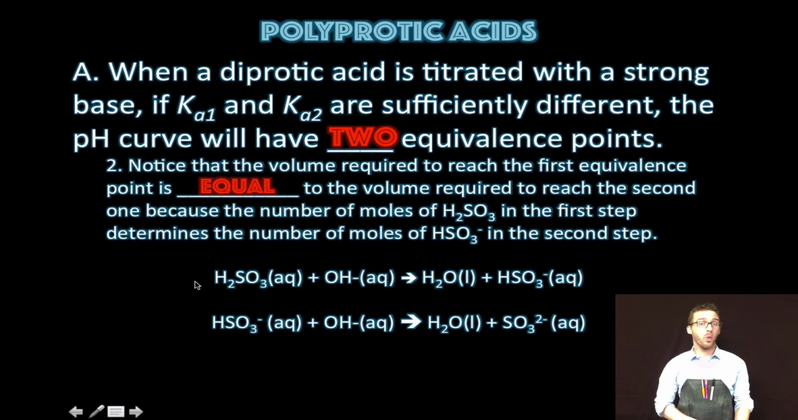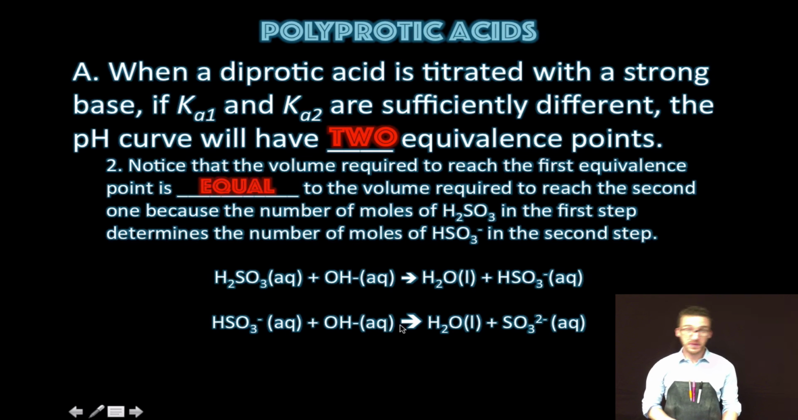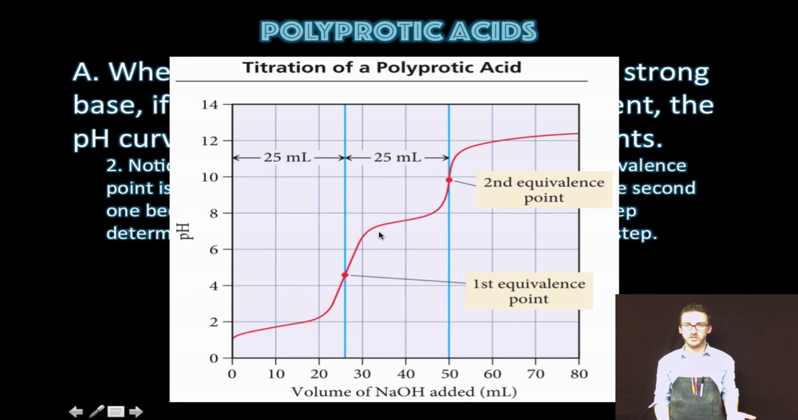So if I reacted 1 mole of H2SO3 with 1 mole of hydroxide ion, I would make 1 mole of HSO3-. And then that 1 mole of HSO3- would require 1 mole of that hydroxide ion to reach its equivalence point. So again, just take a look at this titration curve that represents the titration of a diprotic acid and realize the volume required to reach the first equivalence point is equal to the volume required to reach the second.